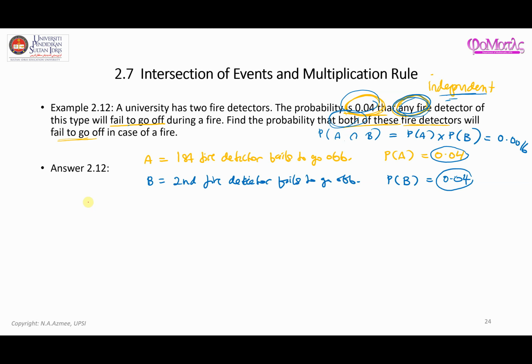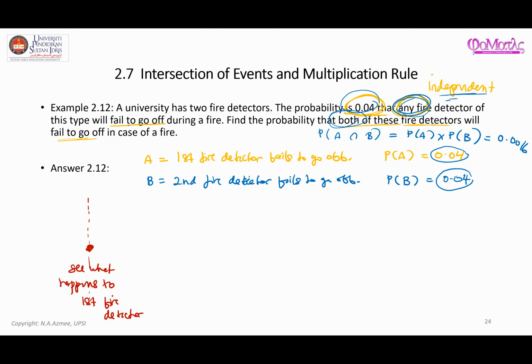So you can imagine this is the first stage. This is the first point where we're going to see if fire happens, what will happen to the first detector. Let's imagine the scenario where there's fire and you want to see how the first fire detector behaves. So we're going to see at this stage what happens to the first fire detector.